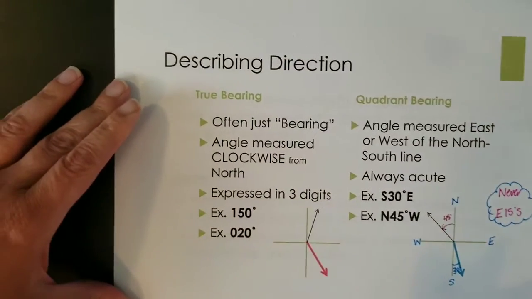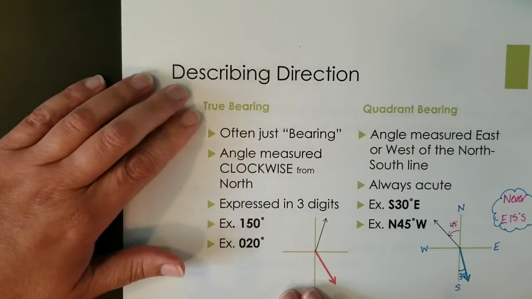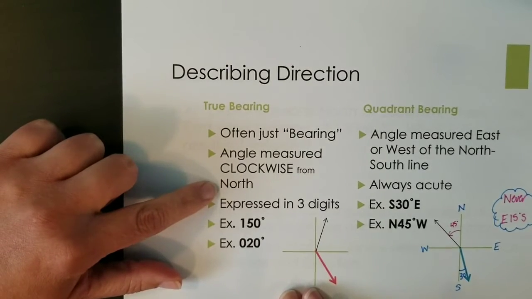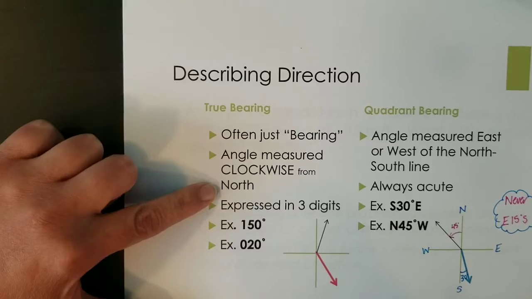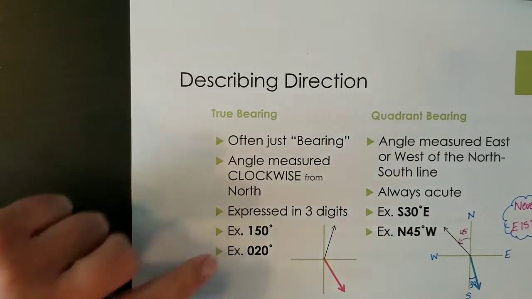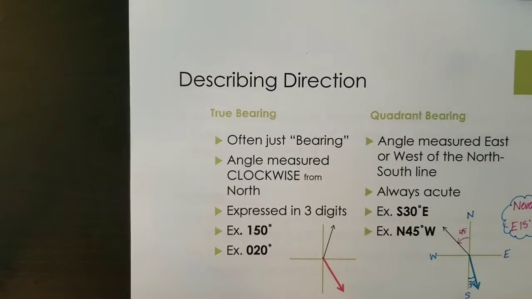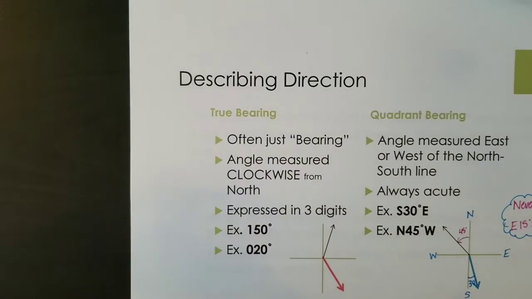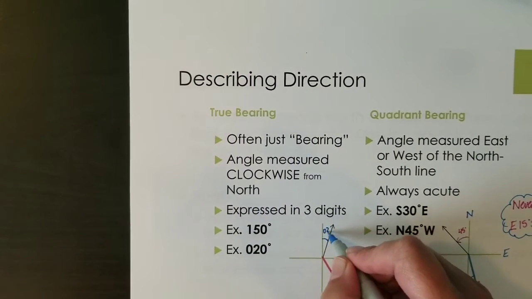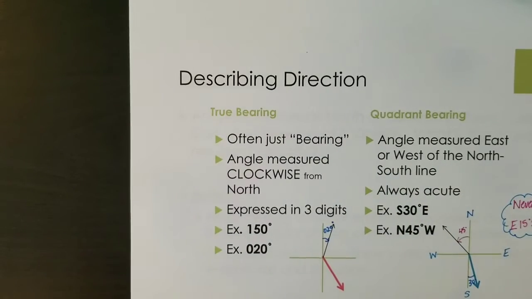The other way of representing bearing is sometimes called true bearing, and this is an angle measured clockwise from north. It's always expressed in 3 digits. It doesn't need to have a direction associated with it because it just defaults to start at north and measure clockwise around in a circle. So this would be 020, so 20 degrees from there.